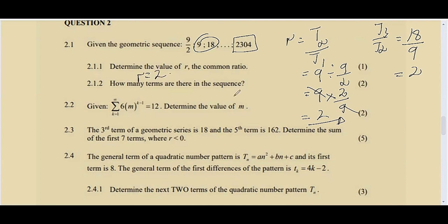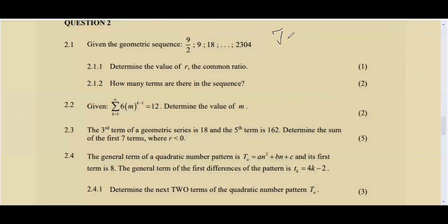Now, how many terms are there in the sequence? Remember, with this question, we said if you are given the value of the last term, you can actually find how many terms are there in the sequence by calculating the position of the last term. If you find that position, then you can conclude that the number of terms is equivalent to that term number. So let's do that. We have Tn is equal to ar to the n minus 1.